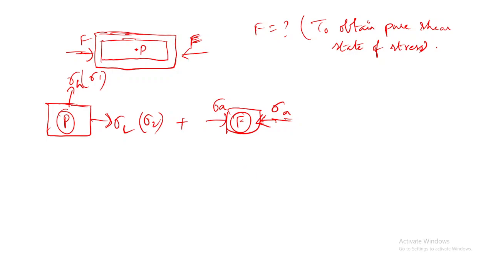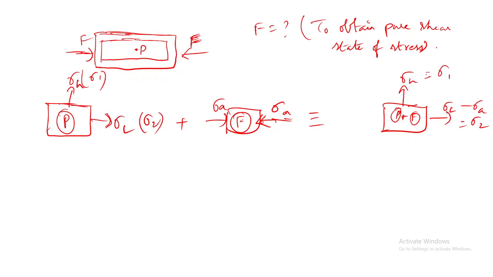Okay, so if I'm combining this, what system I will be getting is like P combined with F. I will be getting something like this: sigma L minus sigma A, which is equal to sigma 2, and this will be sigma H, correct or not, which is equal to sigma 1, the major principal stress, and this is the minor principal stress. Okay, are you following? Yes.